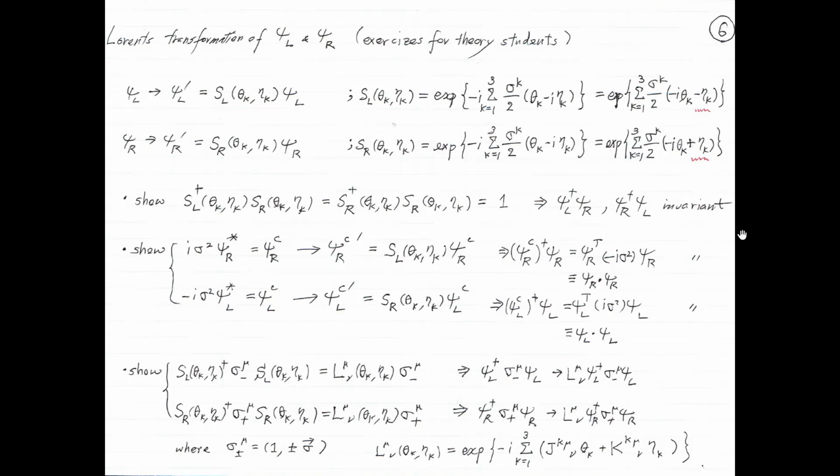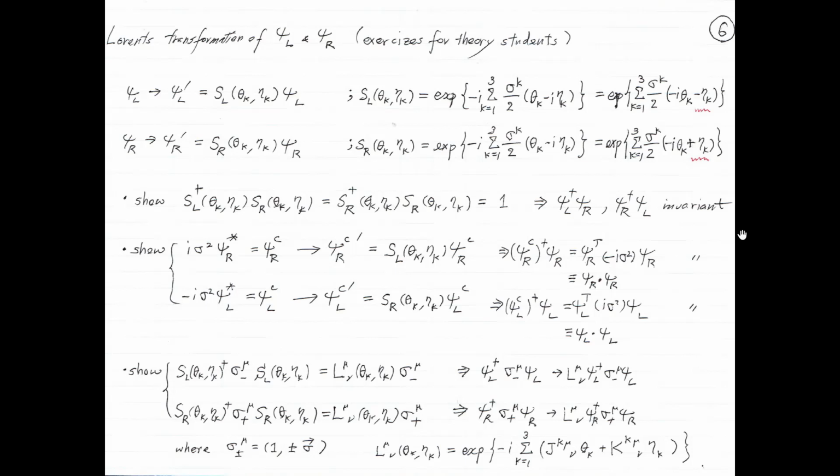So in any case, by doing this exercise, you immediately notice that this dot product, which can be written like this, is also Lorentz invariant. The very first thing you notice is that S_L dagger S_R and S_R dagger S_R, oh sorry, this is S_L, is 1. And because of this, the Dirac mass is Lorentz invariant. And exactly the same way, by introducing the charge conjugation operator, we see that the charge conjugation of a right-handed spinor transforms as a left-handed spinor, and the charge conjugation of a left-handed spinor transforms to a right-handed spinor. And because of this, those are invariant.